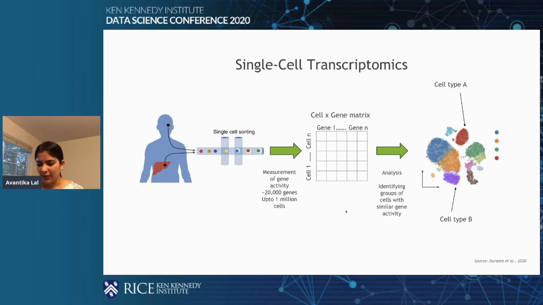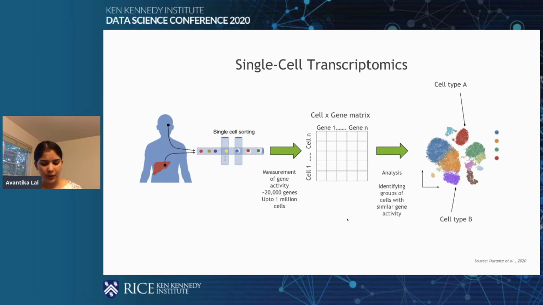Thanks, Michelle. So our first example concerns single-cell transcriptomics. Single-cell transcriptomics is a method by which we can isolate individual cells from a biological sample, such as a part of the human body. Having isolated single cells, we can measure the RNA content of every cell. By measuring the RNA content, we are, in effect, measuring the functional activity of every single gene.